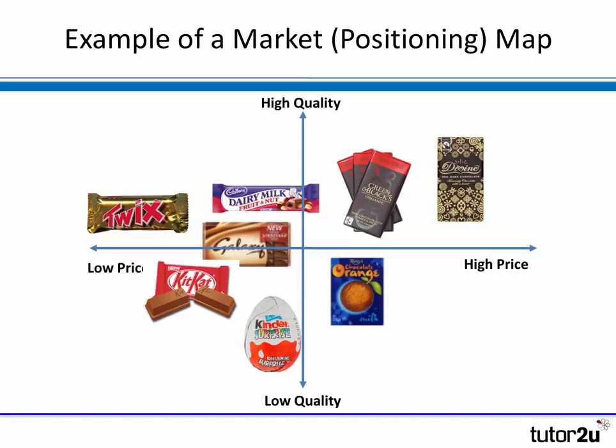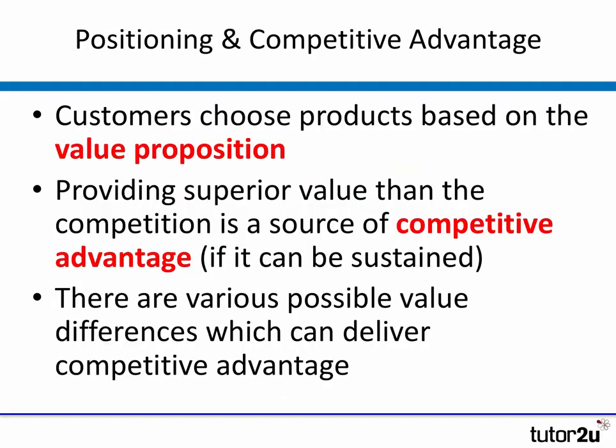So on the screen there is just an example of how you might position a bunch of different chocolate products based around two traditional dimensions of quality and price. And you might argue as to whether we've put those products in the right position, but that's just one perspective on that product and that market from one customer's perspective. And that's the idea of the positioning map, to try and identify where there may be some gaps in the market that may be successful.